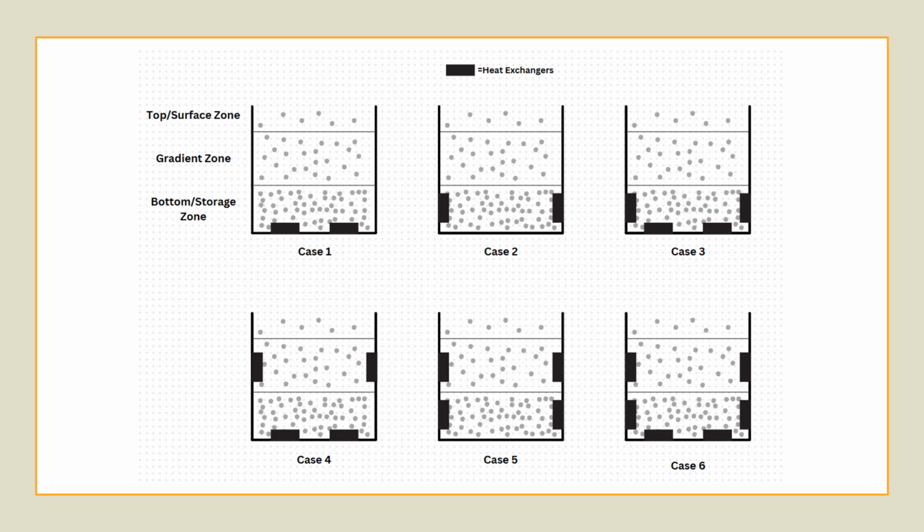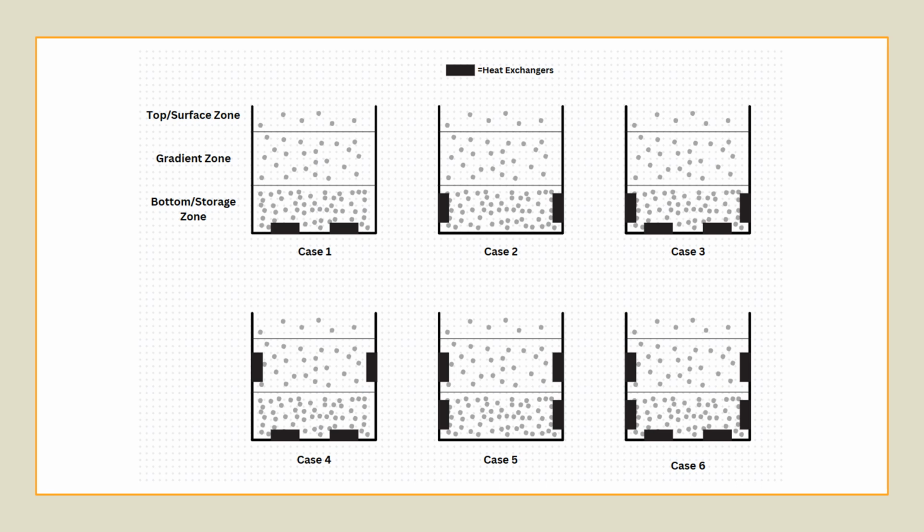The way heat energy is transferred from the solar pond is through devices called heat exchangers, which transfer heat from one medium to another. Traditionally, heat exchangers have been placed at the bottom of solar ponds, exclusively in the storage zone. This is what is shown in case 1. However, studies have been conducted to explore whether or not there are more efficient methods of heat extraction.